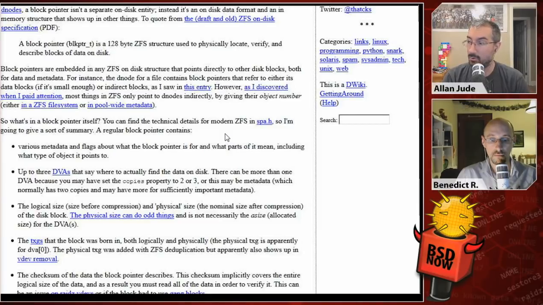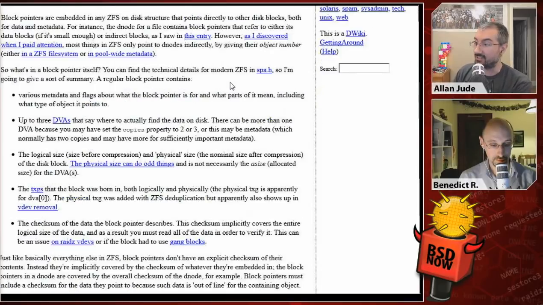If the file is small, it points directly to data, or if it's bigger, the dnode will actually point to some indirect blocks, and each of those will then either point to more indirect blocks or to the data blocks, and it just keeps going until you eventually get down to data. Makes sense. So as he described in another blog post, as he discovered when he paid attention, most things in ZFS only point to dnodes indirectly, by accessing them via their object number, which is kind of, again, like an inode. And so basically everything in ZFS is actually an object store that's just exposing to you a POSIX interface.